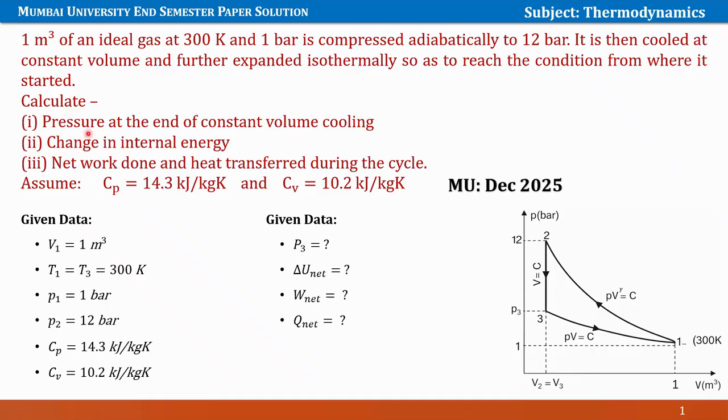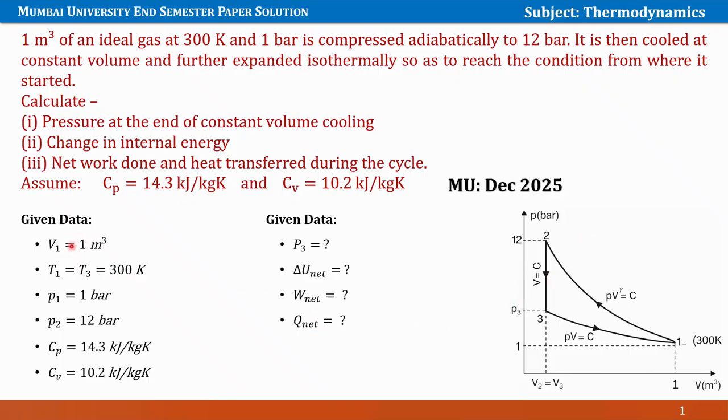Now what we have to calculate? Pressure at the end of the constant volume cooling. That means after the end of the compression and constant volume cooling, the P3, the pressure at point 3, we have to calculate. Change in internal energy throughout the cycle, net work done and heat transfer during the cycle. So for the full cycle we have to calculate the net work done and net heat transfer.